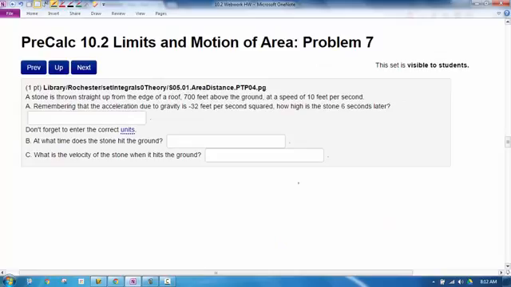So the area underneath the curve of a velocity time graph or velocity time function is always going to give you distance. Okay, the next problem says a stone is thrown straight up from the edge of a roof 700 feet above the ground at a speed of 10 feet per second. Let's use our distance equation to write a distance time function first. This is off the formula sheet.